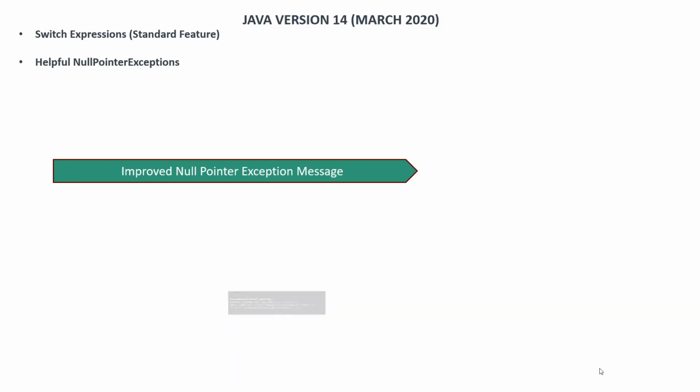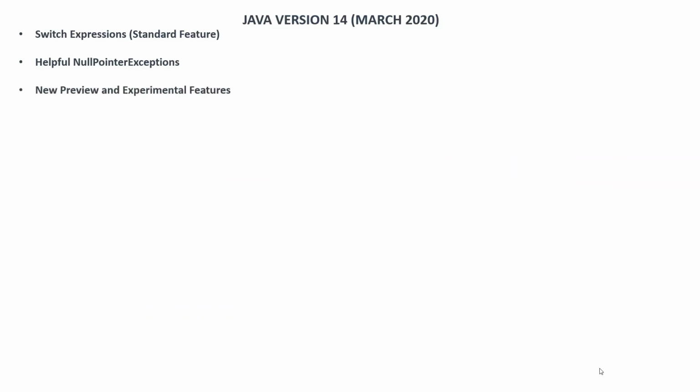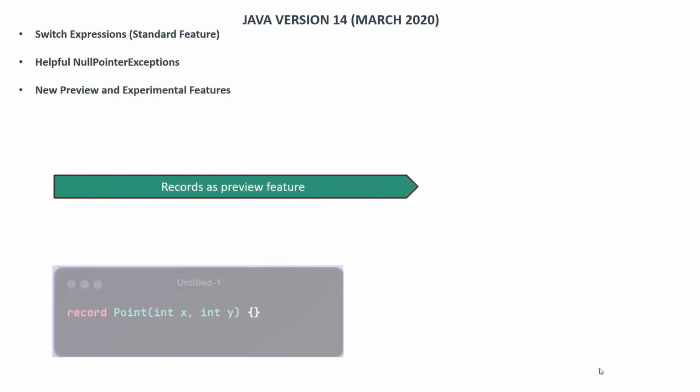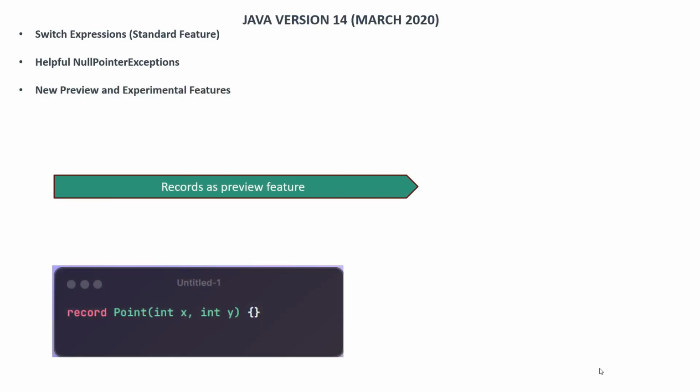Next, some preview and experimental features were added in Java 14, like records. This is a first preview feature. It provides a more concise and readable way to declare classes that are mainly used for data storage.